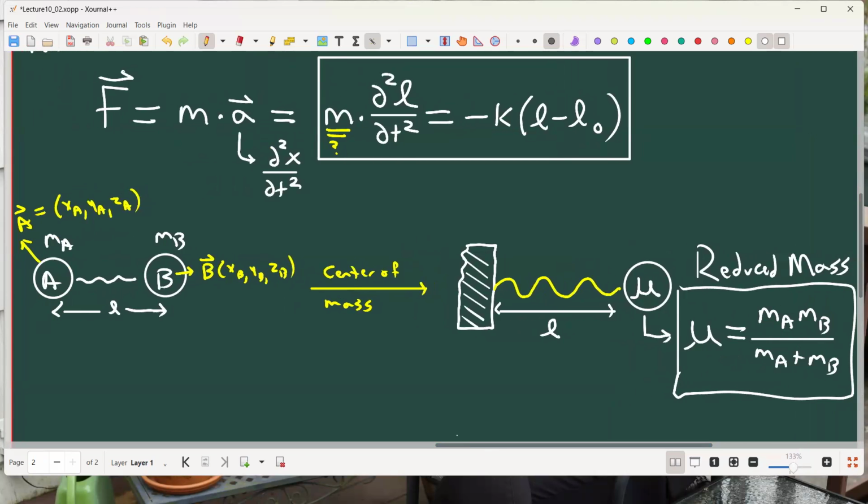And this allows me now to use this equation directly, because now I have only one coordinate, right? Just the length of the spring. I don't have to worry about where B is and where A is relative to each other. Instead, what I have now is a mass that is like a weighted average of the two masses on the spring, the reduced mass, and it's just moving independently next to a fixed wall. So I'm only doing this just to simplify the math.